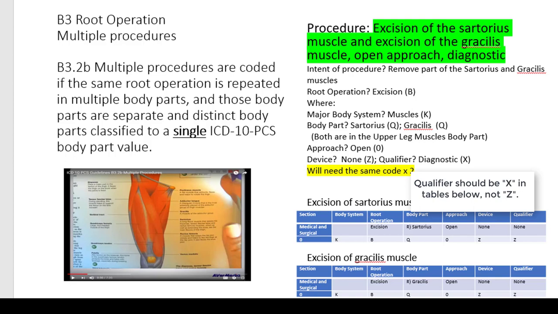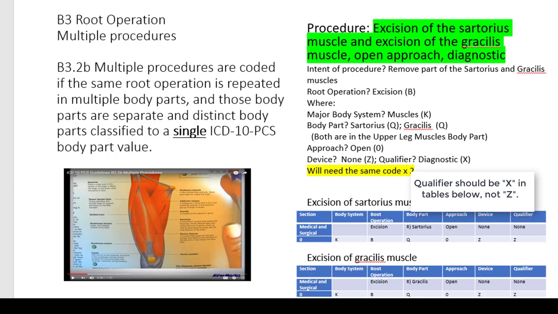The qualifier is diagnostic because the procedure description says they are diagnostic. When you look at the 2 fill-in-the-blank tables I have there, you can see it's the same code because they're both in the upper leg muscle. So you would report that same code twice, and that would account for the excision of those 2 muscles that are both found in the upper leg. It's very easy to miss that, but if you look at what's under your body part value, it will really help you figure out why you need a guideline like this.